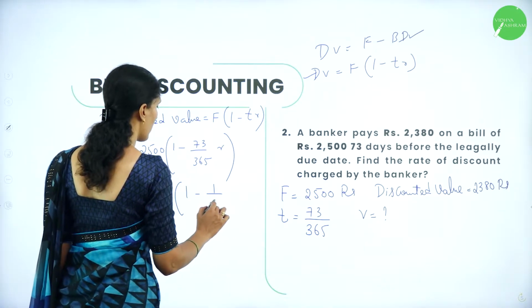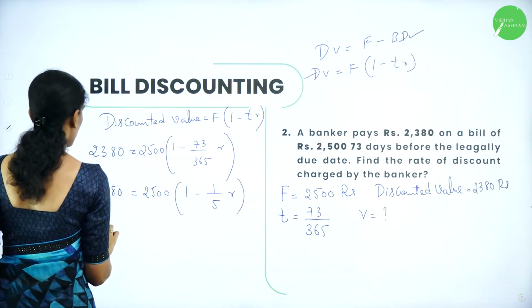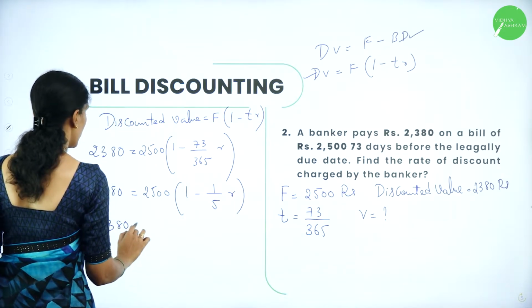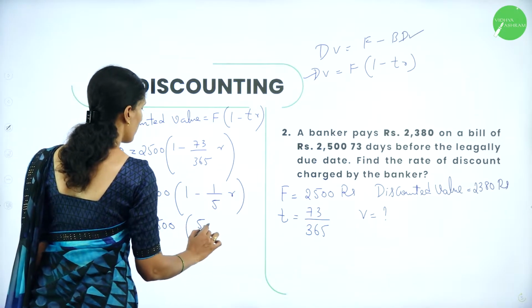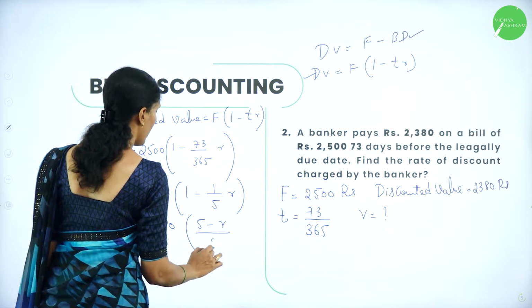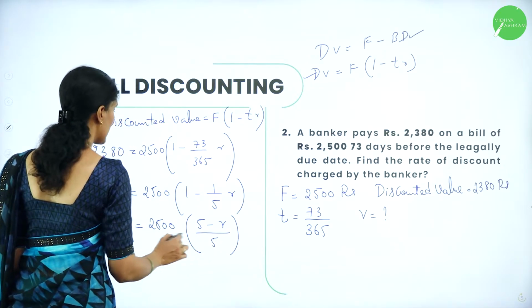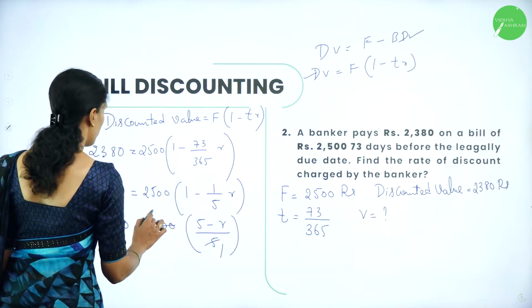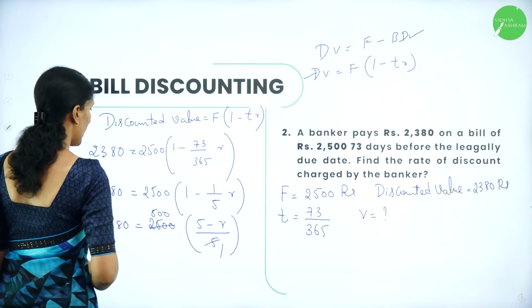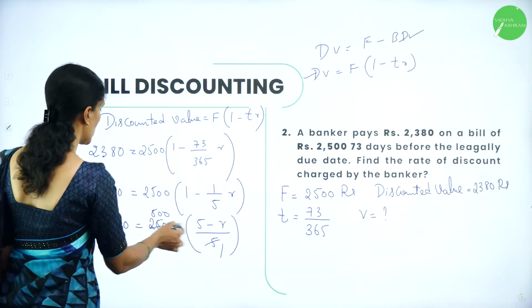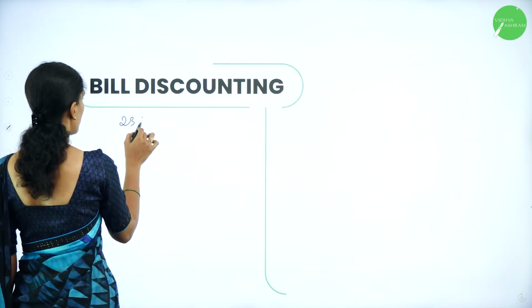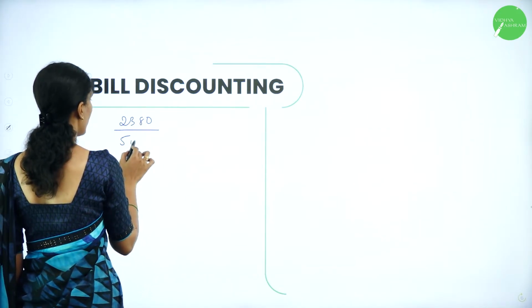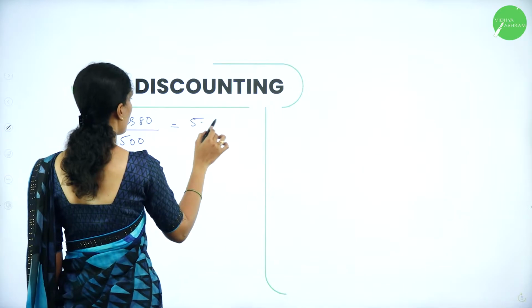1 minus 1 by 5 R. So this is now 2380 is equal to 2500 into 5 minus R divided by 5. You can cancel this. 5 ones are 5, 5 5s are 500. Again, if you observe this, I can put this in the denominator. So this is 2380 divided by 500 is equal to 5 minus R.